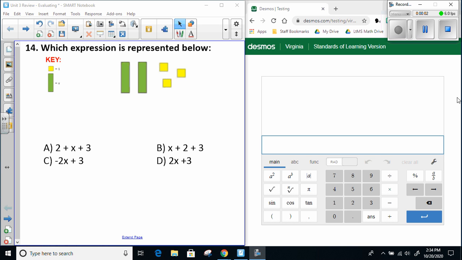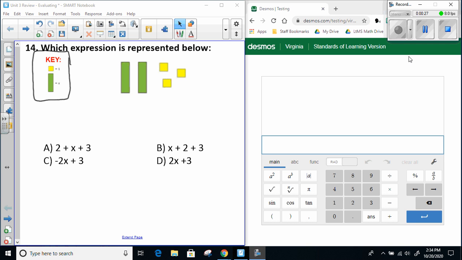Hi everybody. In this video, we're going to talk about modeling and evaluating expressions. So let's take a look at number 14. It says which expression is represented below. The first thing I want you to notice is that they gave you a key. And the key is going to help you solve this problem by decoding what the picture represents. So it's very important that you look at the key first, always.